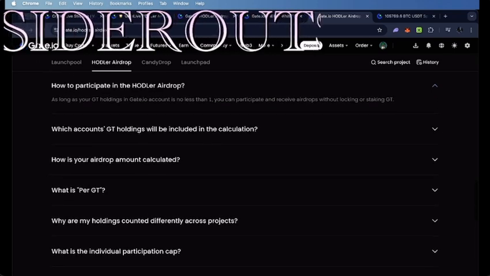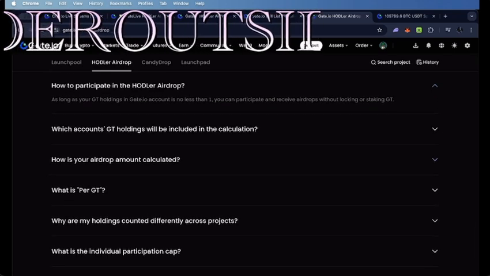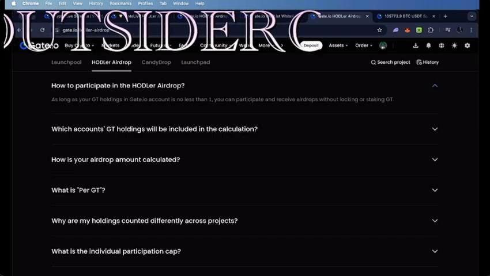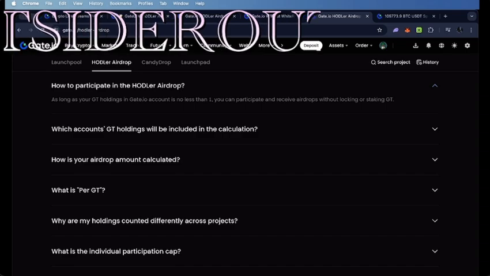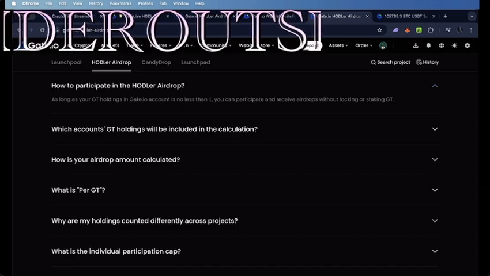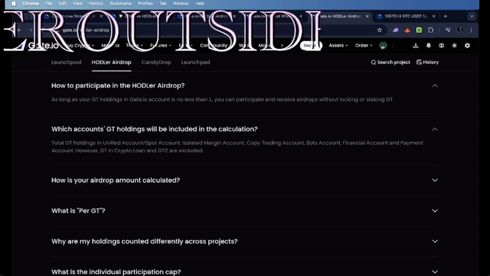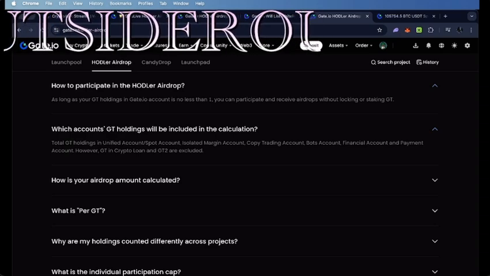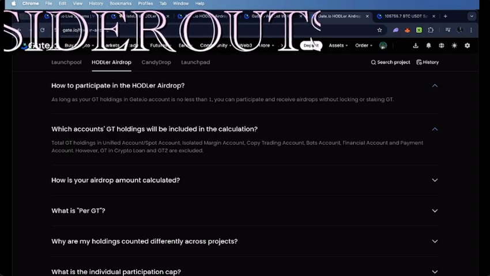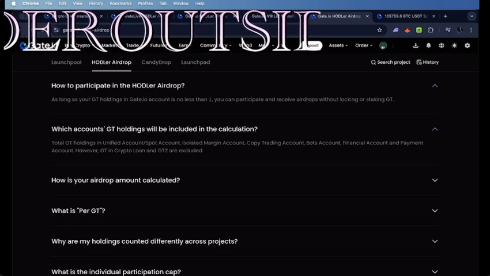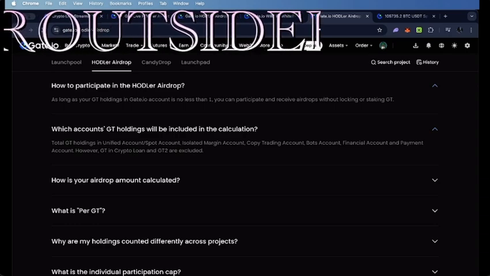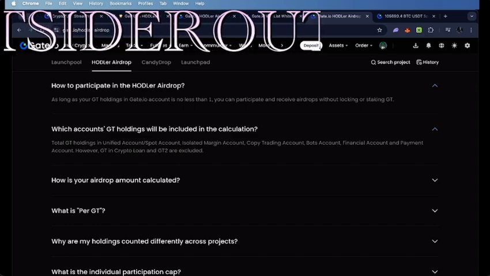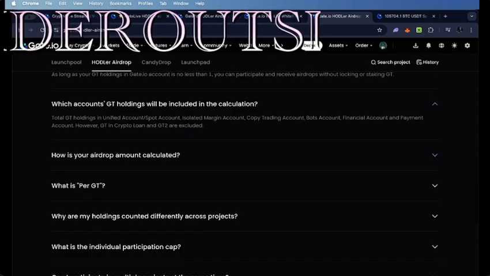Frequently asked questions. How to participate in HODLer Airdrop? As long as your GT holdings in Gate.io account is no less than 1, you can participate and receive airdrops without locking or staking GT. Which accounts' GT holdings will be included in the calculation? Total GT holdings in unified account, spot account, isolated margin account, copy trading account, bots account, financial account, and payment account. However, GT in crypto loan and GT2 are excluded.